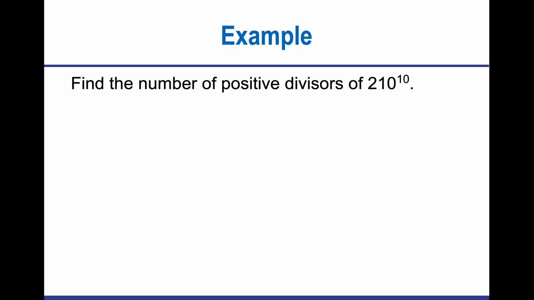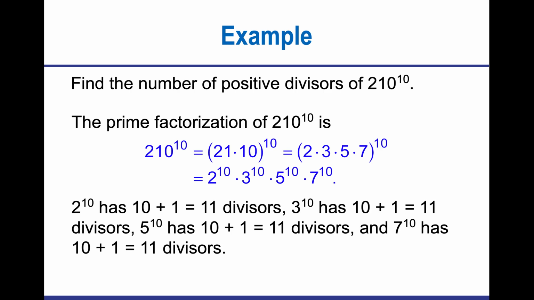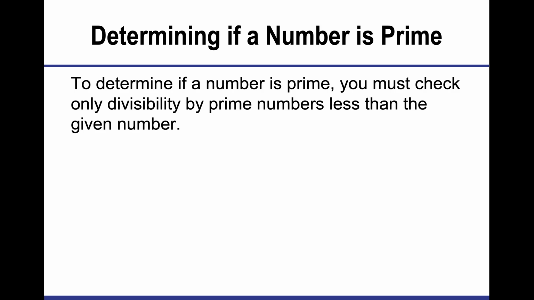So now if I want to find the number of positive divisors of 210 to the 10th, I want to break that out into prime factorization. So I get 2 times 3 times 5 times 7 by factoring the number 210. Then I'm going to do those exponents plus 1 for the divisors, and I'm going to multiply them together. So I would get 11 times 11 times 11 times 11, which would be 14,641.